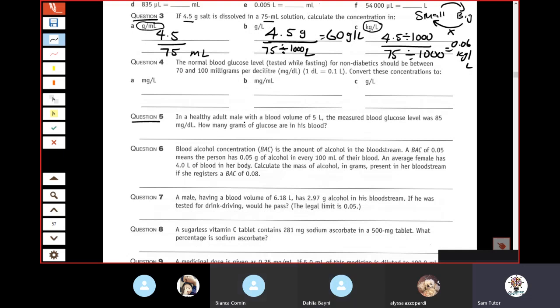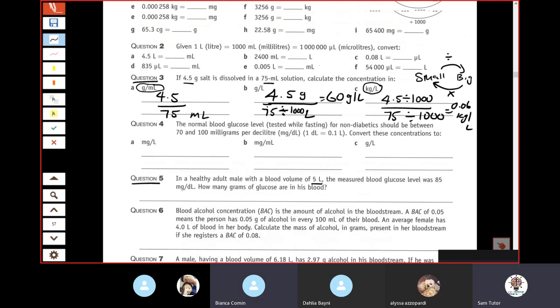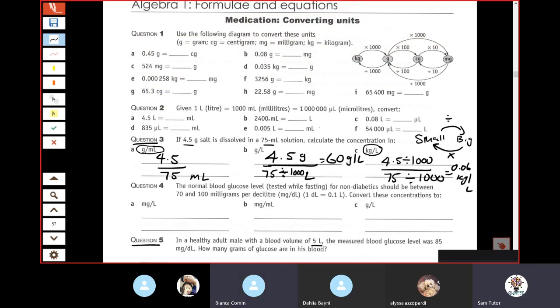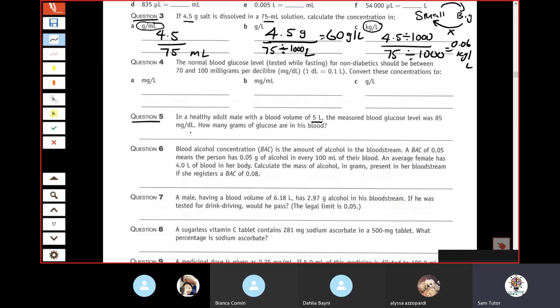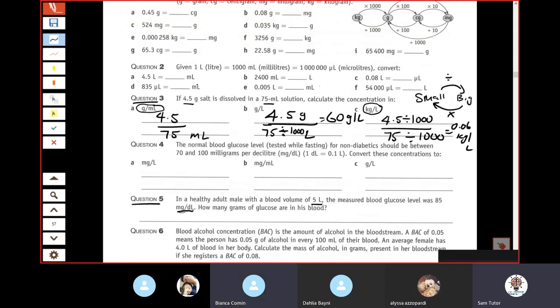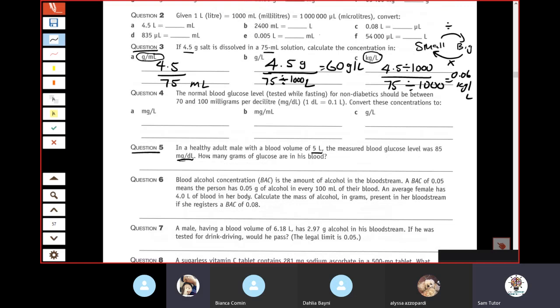In a healthy adult male with a blood volume of 5 liters, the measured blood glucose level was 85 milligrams per deciliter. Is that what you guys learned there? I'm assuming per deciliter. How many grams of glucose are in his blood? Is that DL for deciliter? I don't have it here, but I'm assuming it is. Yeah, it says in question 4. Right. Yeah, there you go.